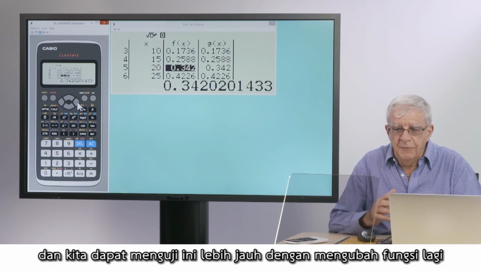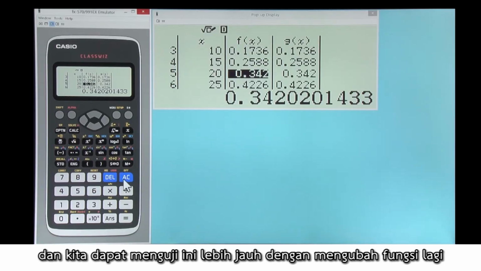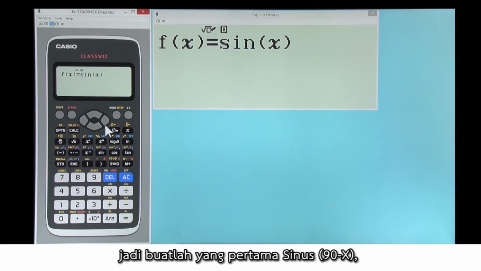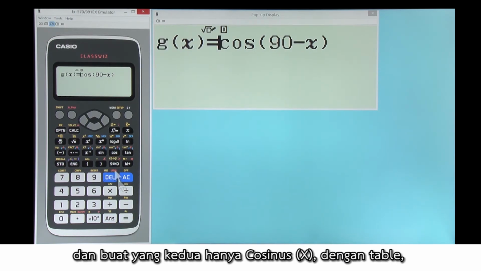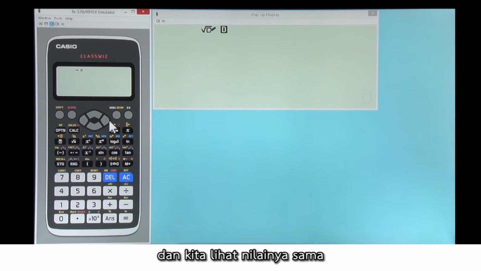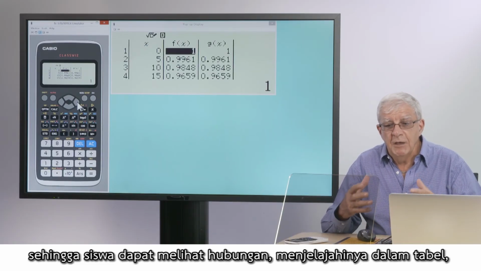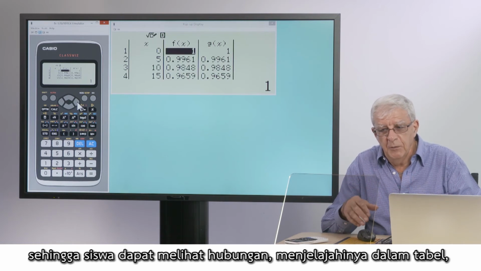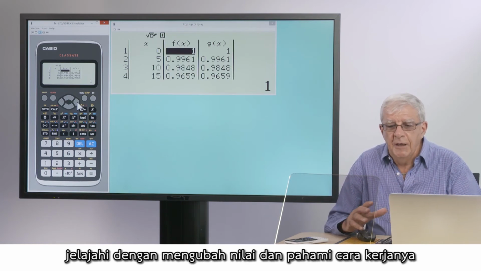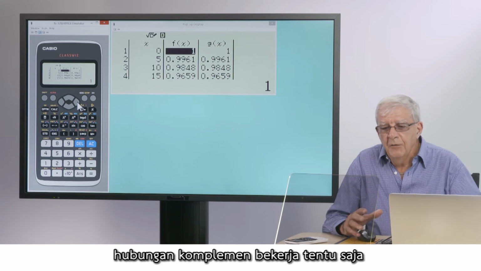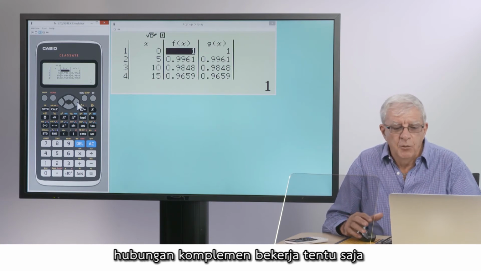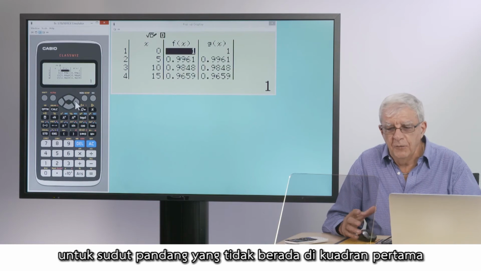And we could test this even further by changing the functions again. So make the first one the sine of 90 subtract x, and make the second one just the cosine of x, and draw the table, and again we see the values are the same. So students can see the relationship, explore it in the tables, explore it by changing values, and understand how it works. The complementary relationship works, of course, for angles that are not in the first quadrant.